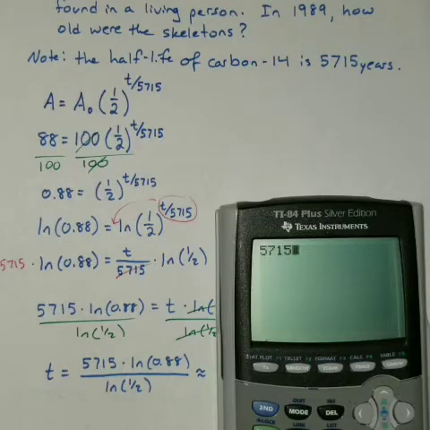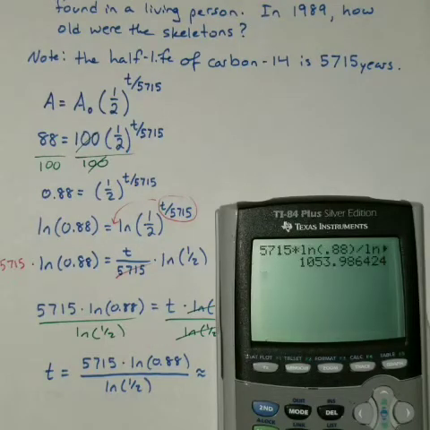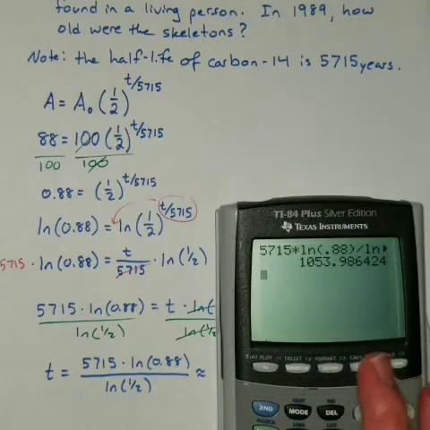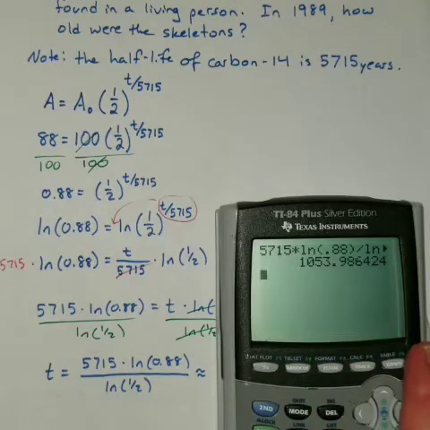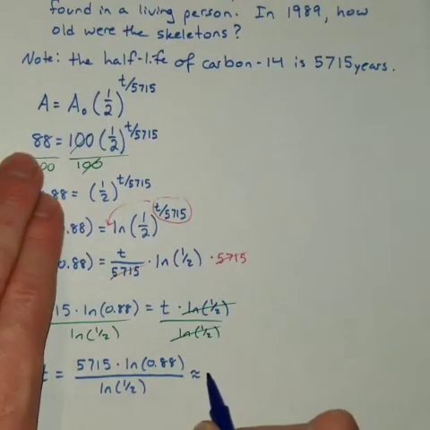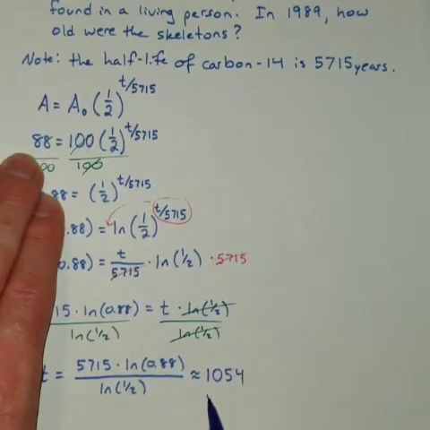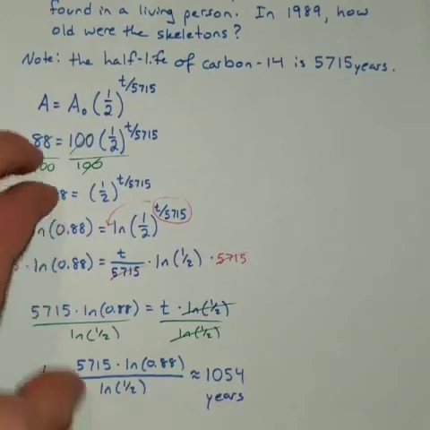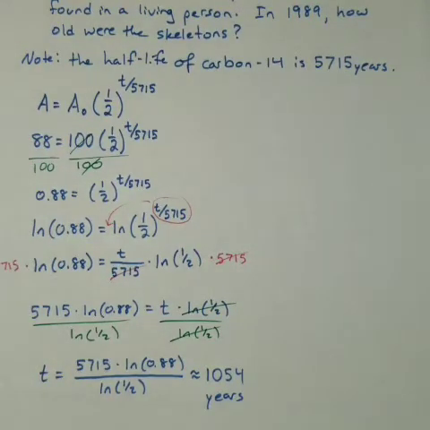5715 times the natural log of 0.88 divided by the natural log of 1/2. And that gives me about 1054 years if I round that off. Okay, 1054. All right, so 1054 years. So that's how long those skeletons had been dead for.